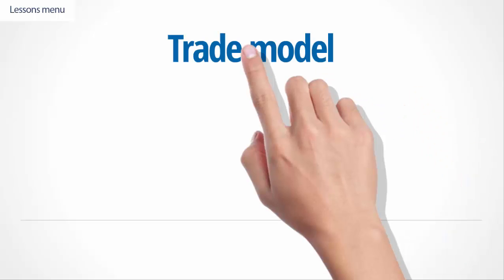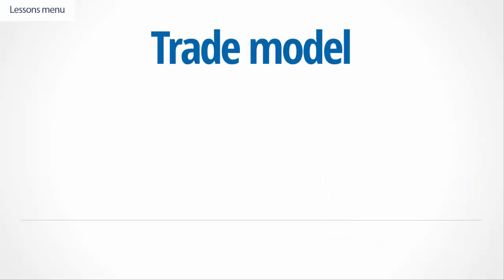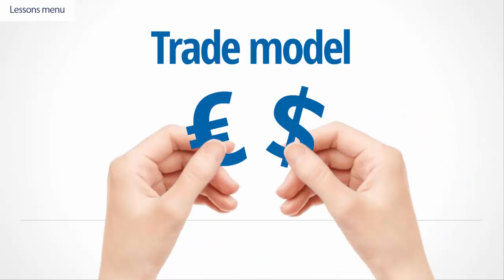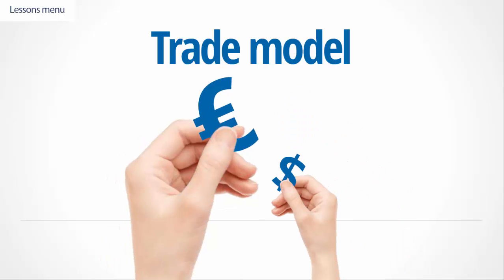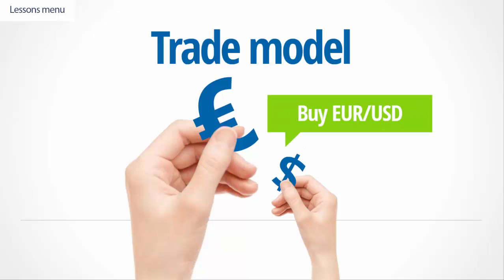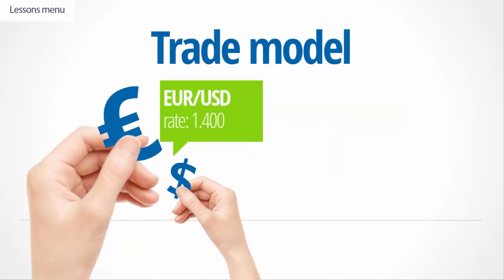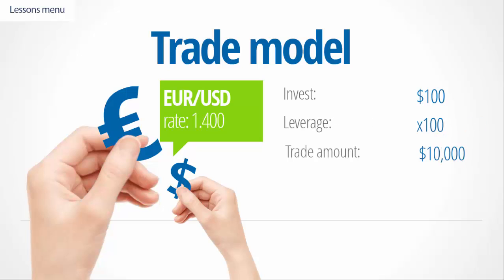Let's look at a trade model. Say you want to open a trade on the euro-US dollar. You think the market will rise and the euro will strengthen, so you decide to buy the euro-US dollar. The rate is 1.4000 and you're willing to invest $100 from your account. You decide on a leverage of 100 times. The amount of the trade will be $10,000.